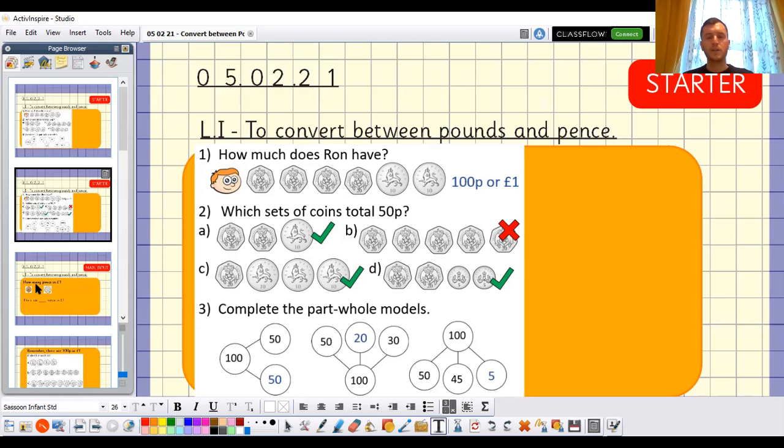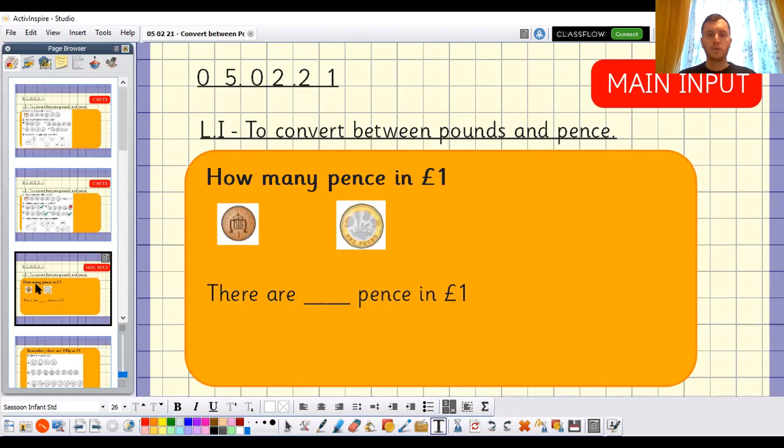Today, we're going to continue looking at pounds and pence, and we're going to begin converting between those two units more and more. We touched on that a little bit in the last lesson, but we're going to build on that learning just now. So to recap, one piece of key knowledge in this lesson will be how many pence in £1.